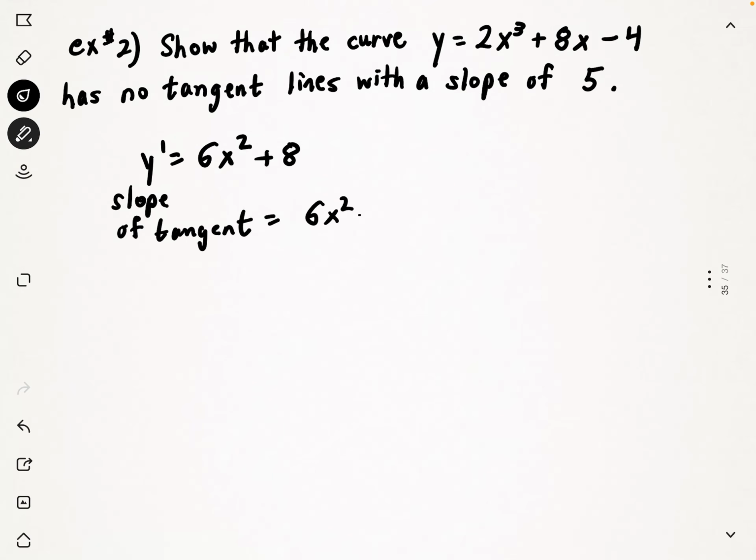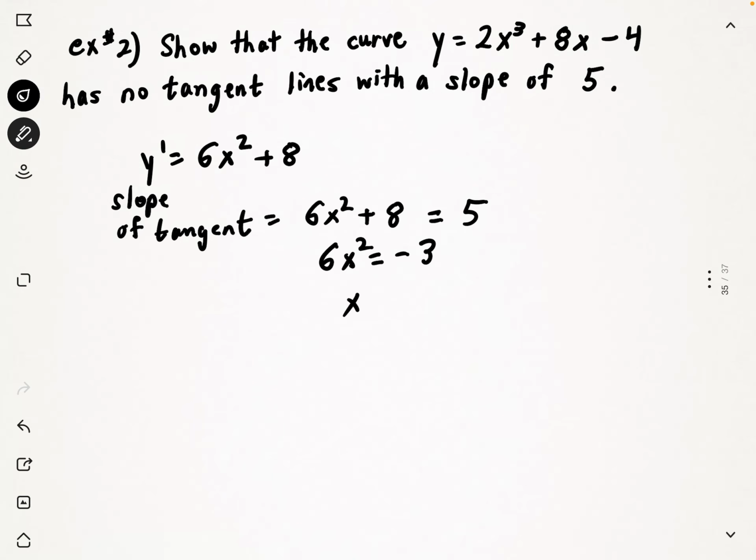Don't have to write that in, okay, but it's a good reminder. And we want to make that equal to 5. If we're given a coordinate point or an x value, we plug that in for x. Here we're told that that whole entire equation is the slope of the tangent and must equal 5. So now we're going to solve for x.